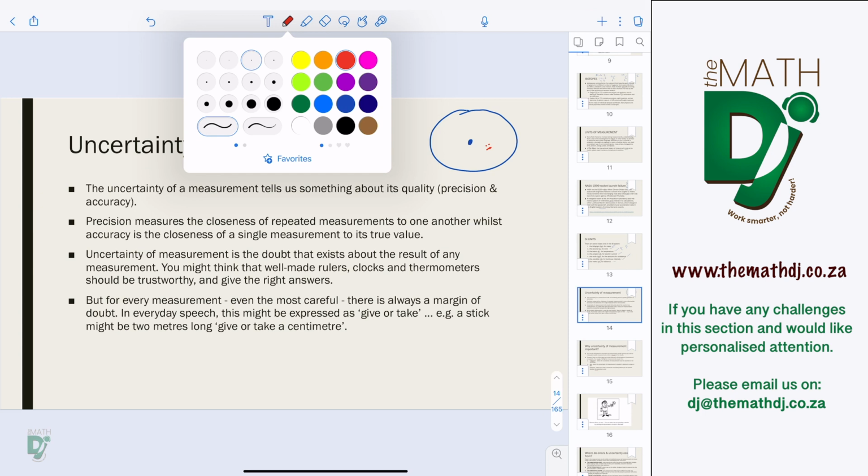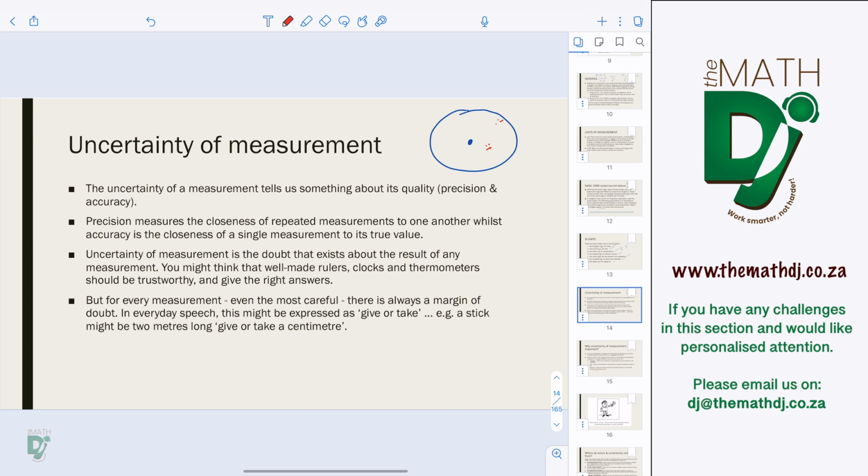But you can be precise and also away from the target. Like here, your darts can fall here. You are precise because you are repeating almost the same position. Then the other one is accuracy. Accuracy is how close you are to the target or to the true value. Maybe the true value is the bullseye. So these two are precise, but this one is more accurate because the distance is shorter here as compared to this one.